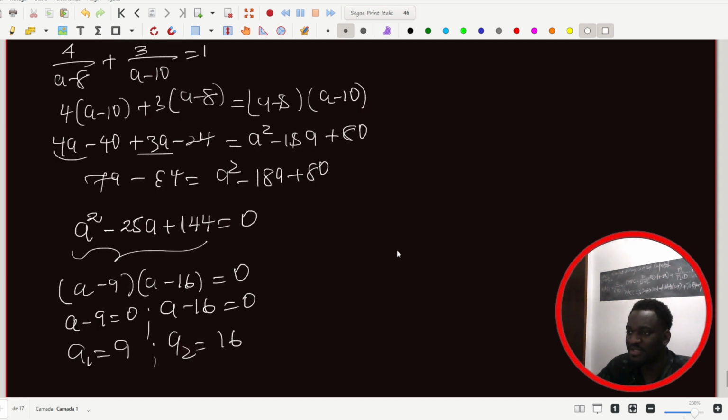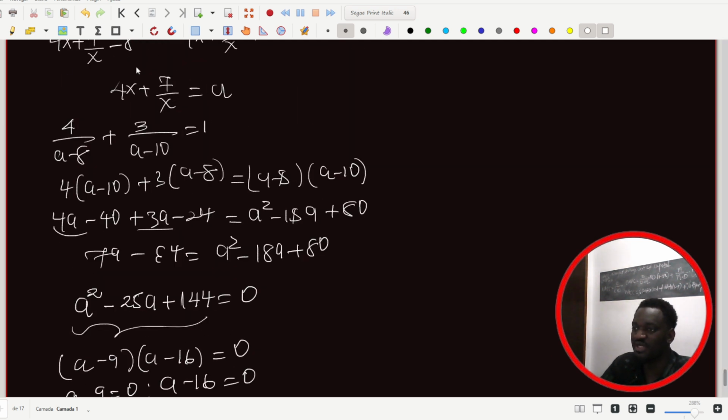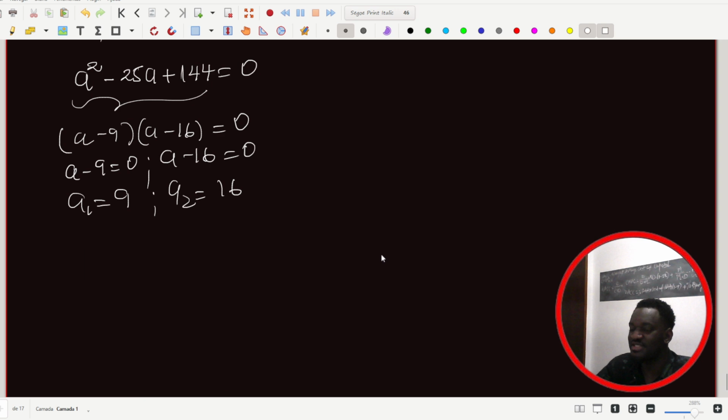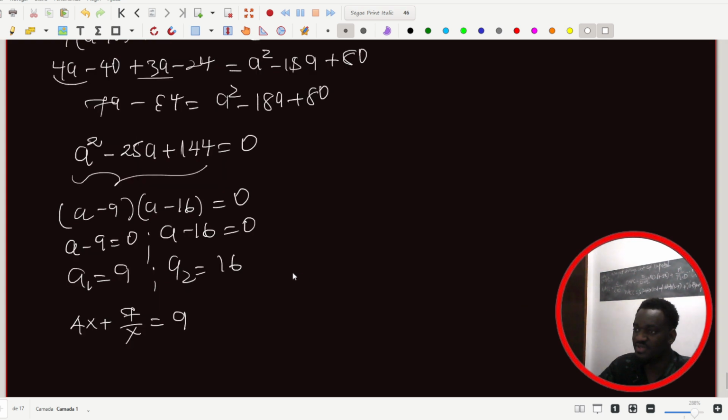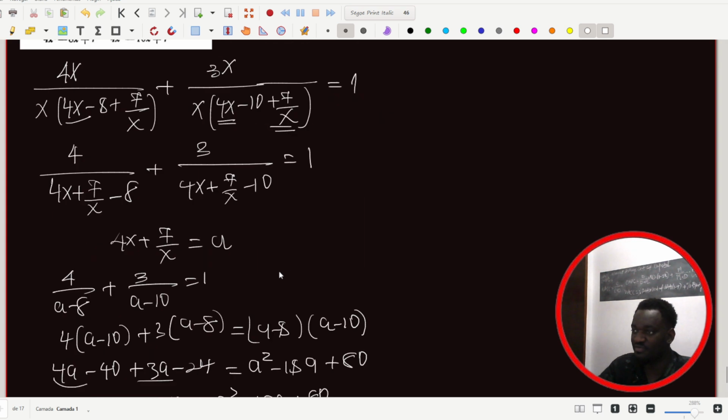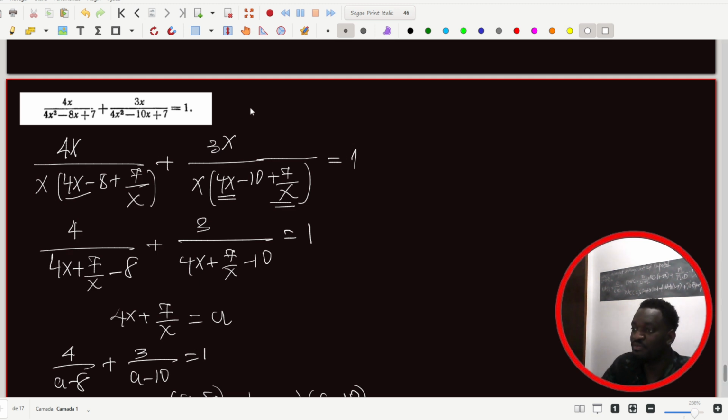So then let's get back to our substitution, which is this one here, right? So now we can say that 4x plus 7 over x is equal to a1, which is 9. So here, guys, x has to be different from 0, right? So x different from 0. Actually, we should put here x different from 0.